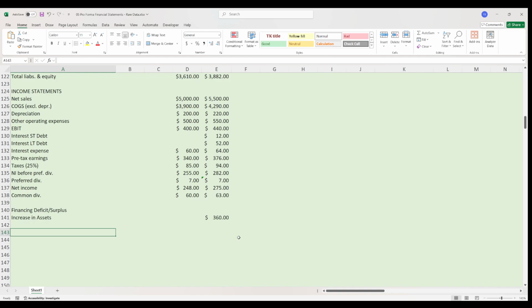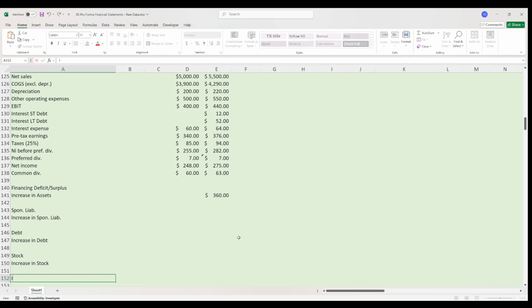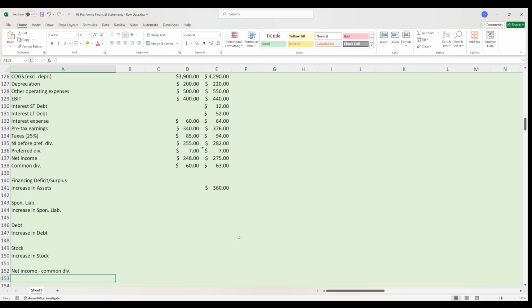But I'm going to do something else here. I'm first going to calculate spontaneous liability for each year, and then calculate the increase in spontaneous liability. Then I can calculate the debt financing, and then calculate the increase in debt. I can calculate stock financing, and calculate the increase in stock. And lastly, there's the net income minus common dividend. Okay.